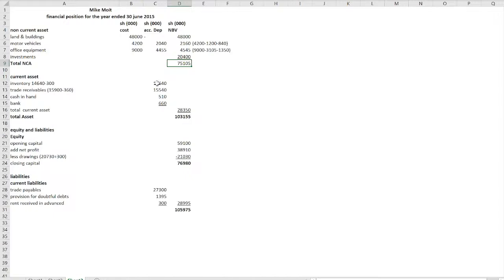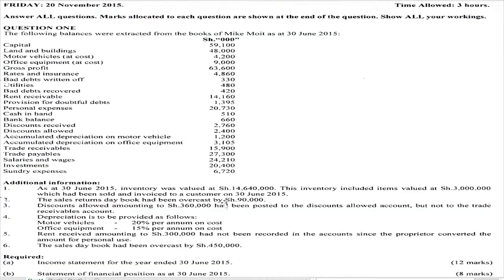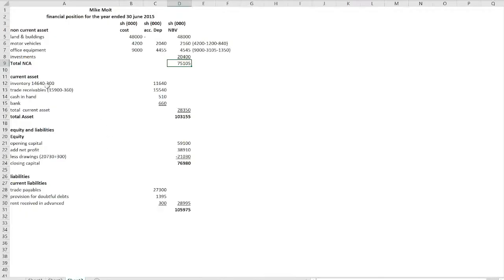So we have been given 14,640, but we have been told that there is 3,000 stock that was sold and invoiced to a customer. So we are going to less that. So we less the 3,000, so that you get 11,640. Then you also have the trade receivable.